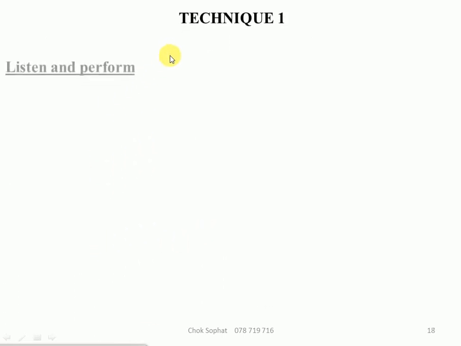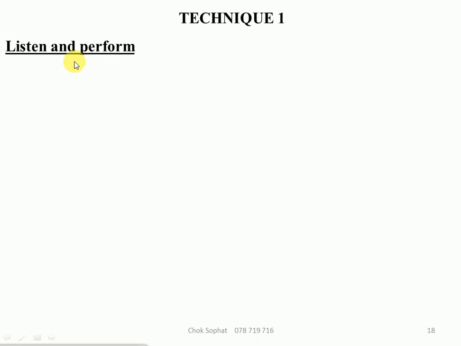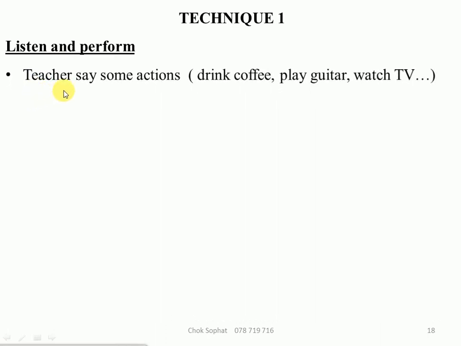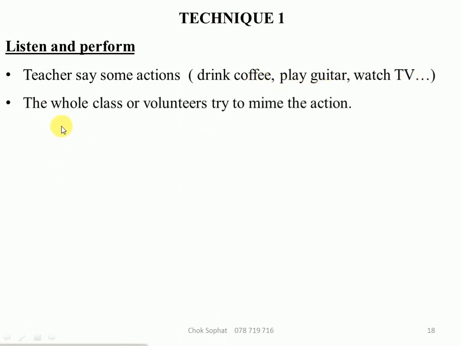Okay, take the next one: listen and perform. The first technique for students is listen and perform. The teacher says some action, like drink coffee, play guitar, watch TV, for example. The whole class, or a volunteer, tries to mime the action. So this is the technique. This is just the example.